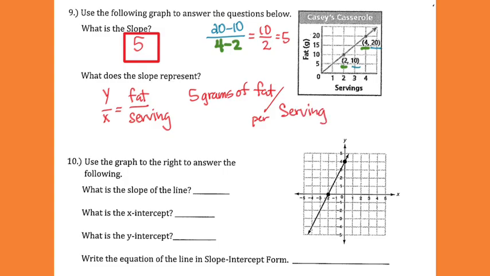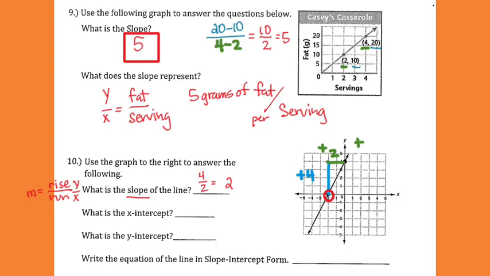Number 10, what is the slope of the line? Of course, we do our rise over our run, our change in y over our change in x. So we start from one point, and I'm going to start from the bottom point. I'm going up 4 and over a positive 2. And I can see this line is positive, so it's obvious that it should be a positive slope. So y over x, 4 over 2 equals 2.